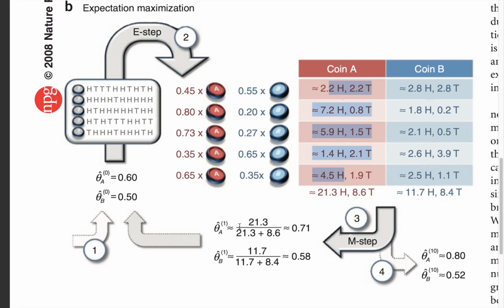From those thetas here, the 0.71 and the 0.58, we can do expectation again. We get back to the first step. Hopefully, after entering this loop, we get better values the next time. And we do that each step until we stop when we see we are not getting much change anymore.